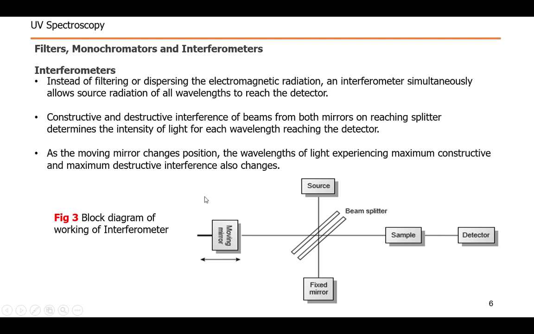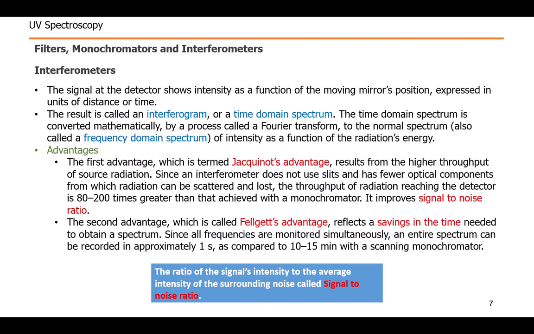So monochromators or interferometers are best used in order to get the monochromatic radiations to fall on the sample within a narrow band. As the moving mirror changes position, the wavelengths of the light experiencing maximum constructive and maximum destructive interferences will fall on the sample and will reach the detector. So interferometers are considered to be the best to give the monochromatic radiation.